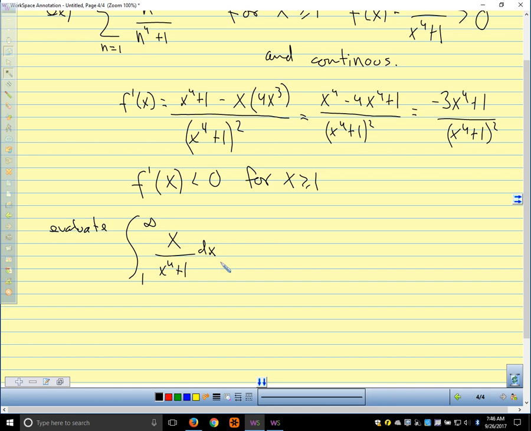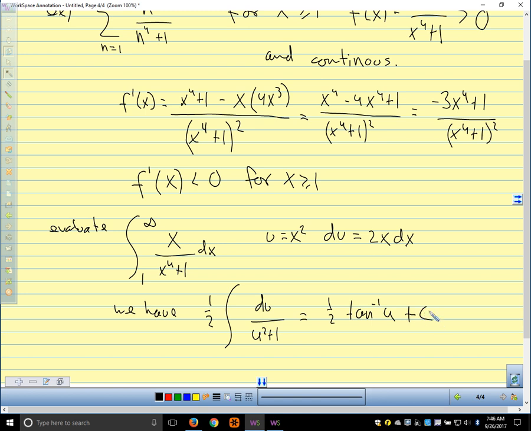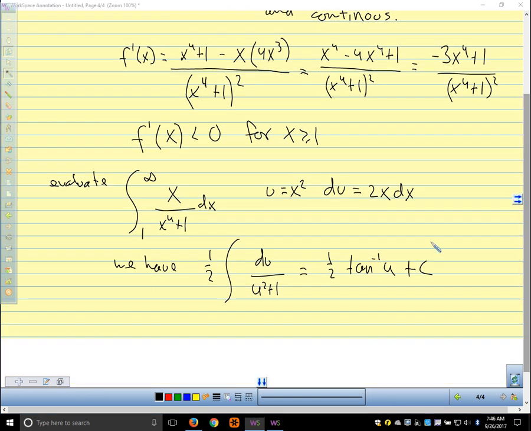What do we want to do? U is x squared. Du is 2x dx. So we have the 1/2 the integral of du over u squared plus 1, which is 1/2 inverse tangent of u plus c. This is an inverse tangent integral.